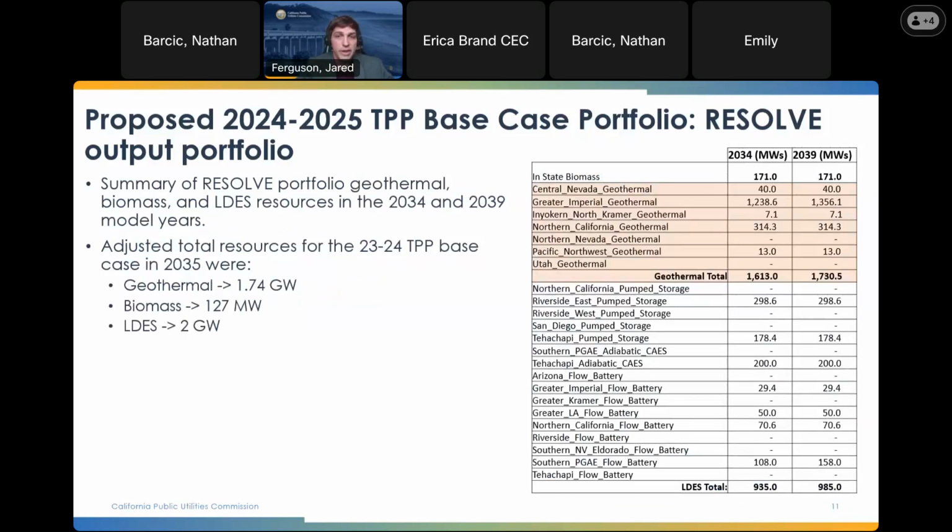This is showing the results for biomass, geothermal, as well as long duration energy storage types that Resolve models. And overall, you have comparable amounts of in-state biomass and geothermal, while you do have less long duration energy storage. In the proposed base case, you have only about 1 gigawatt in both 2034 and 2039. Next slide.